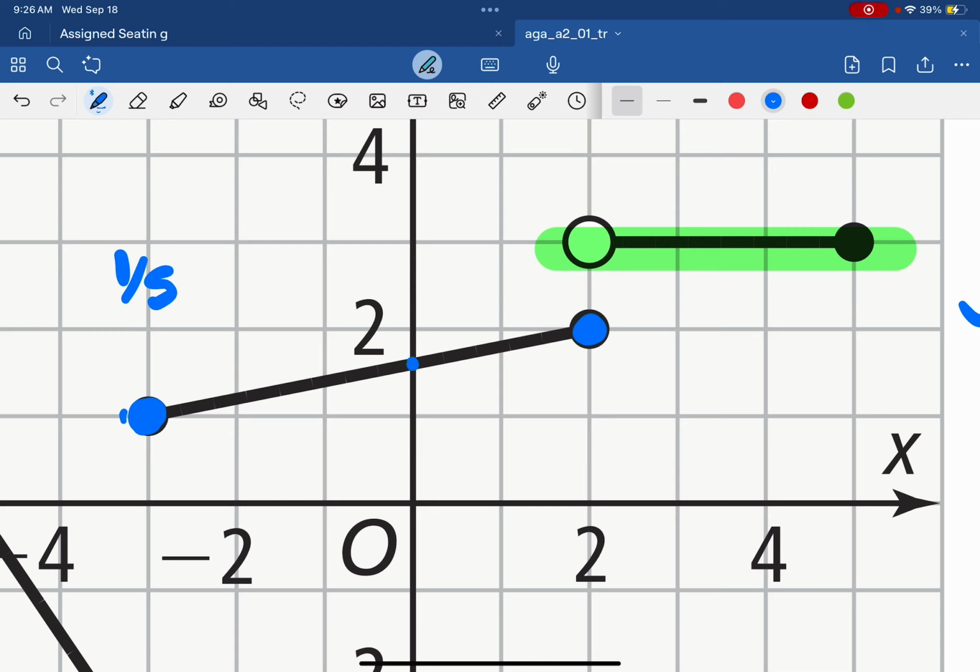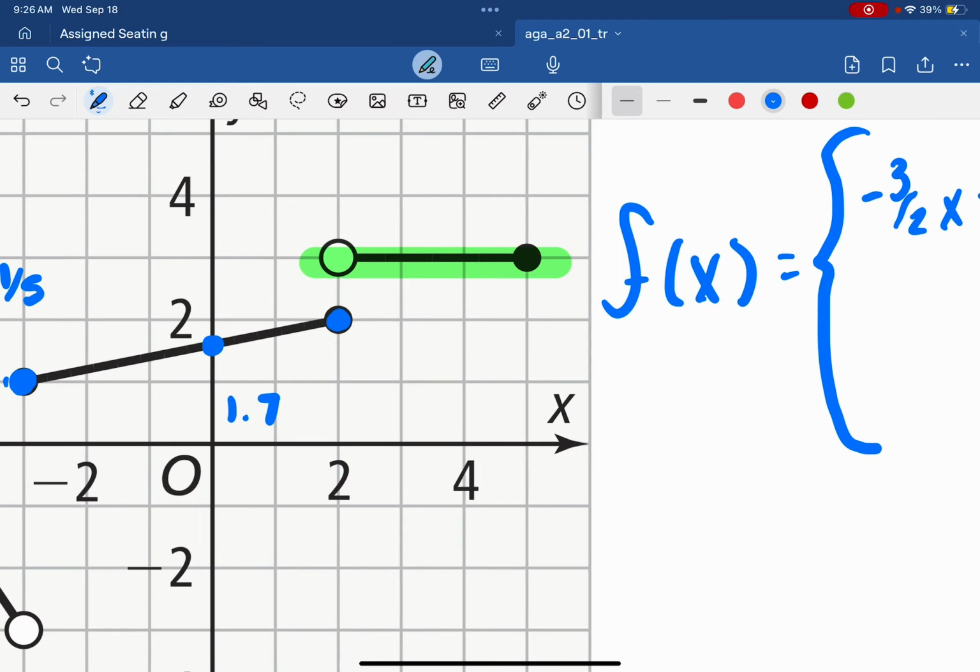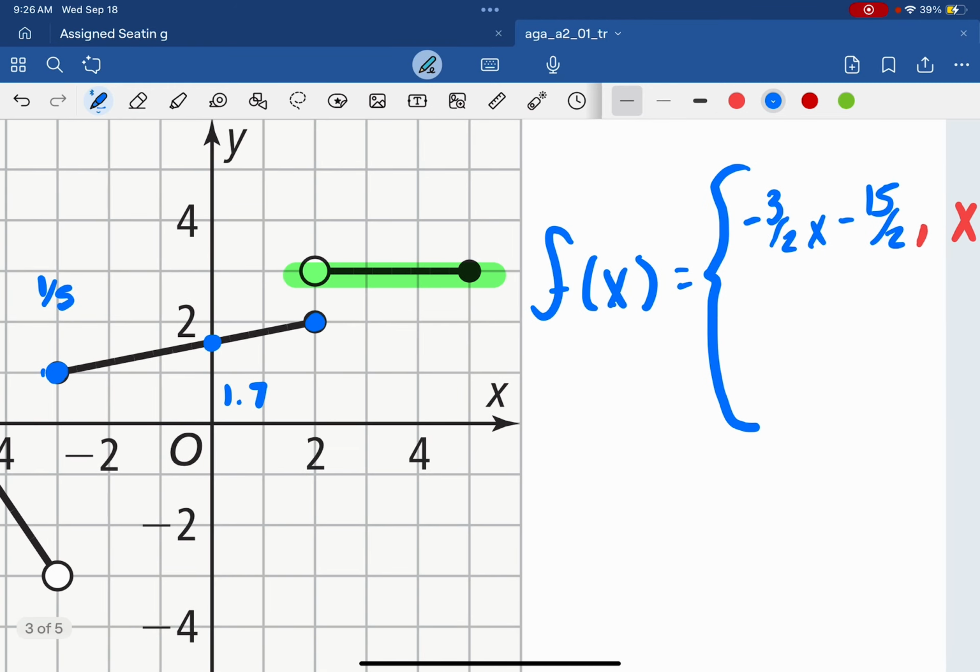Now, for the sake of time, we're going to make a guesstimate on this y-intercept. This looks like it's about 1.7. So my next piece is 1 over 5x, because that's my slope, plus my y-intercept, which is 1.7.